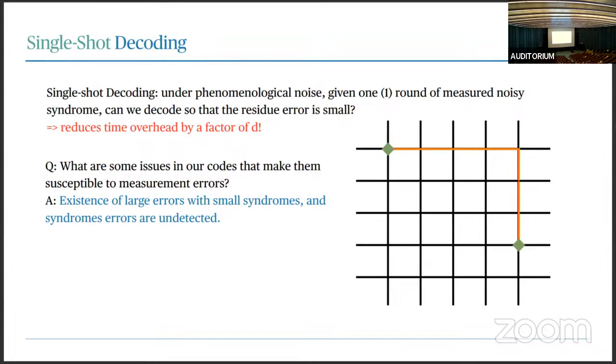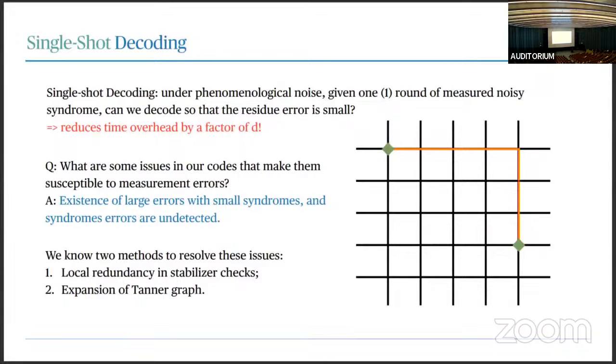So these are really the 2 main issues that require this kind of D rounds of repeated syndrome extraction. And single-shot decoding, as it's proposed, has been studied in quite a few settings. And up to now, we have really understood 2 ways to counter these issues or to build codes to resolve these issues and make them single shot, or in some sense, more single shot. And the 2 methods that we have, one of them is to use local redundancy in your stabilizer checks, and the other one is to use expansion in your underlying Tanner graph. I will explain both of these on an intuitive level in just a bit.